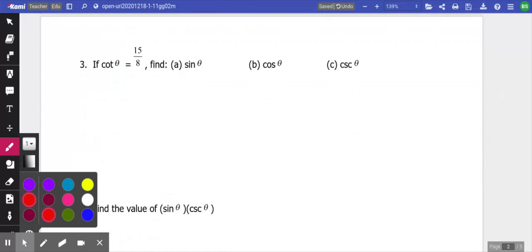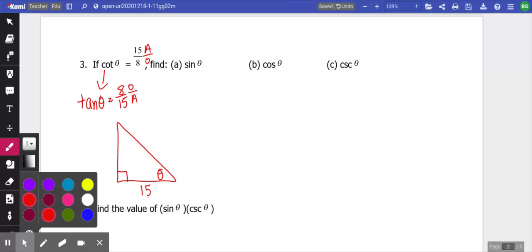Okay. Number 3, they tell us that the cotangent is 15 over 8. All right, so you think that's the reciprocal of tangent. So that means tangent theta must be 8 over 15, which is the opposite over the adjacent. So this is the adjacent over the opposite. So draw a triangle. You have your right angle. We have our theta. The adjacent is 15 and the opposite is 8.